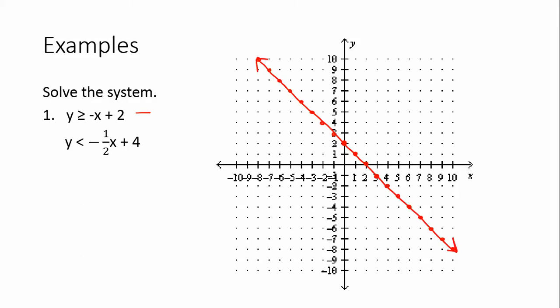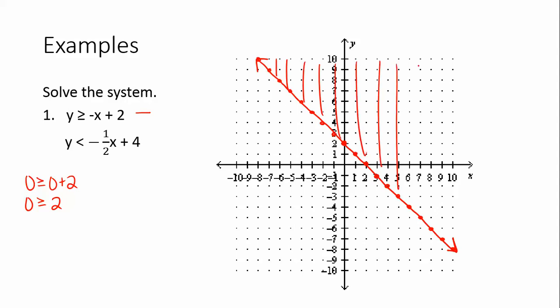And I want to pick a test point, so I'm going to pick 0, 0. And I get 0 is greater than or equal to 0 plus 2, or 0 is greater than or equal to 2. That's not true, so we want to shade above the line. And notice today I'm just going to use lines like this, because this isn't exactly my answer just yet.